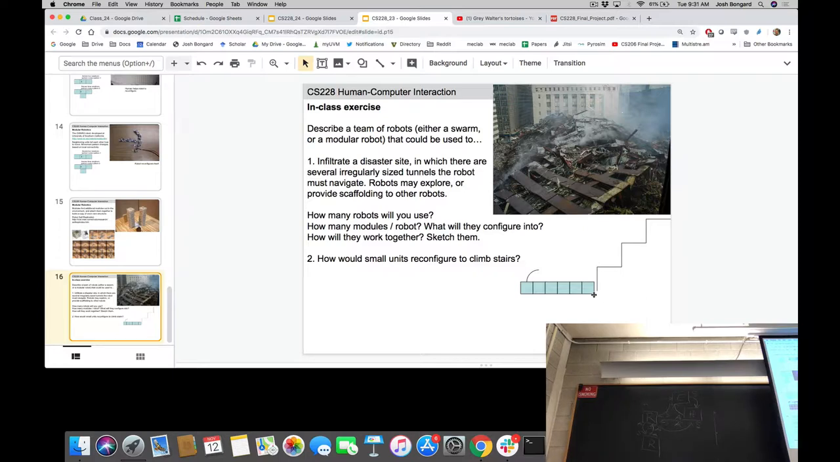One possible solution, not the only one. I think the main problem is you have to get more than half the cubes onto the surface of the stair. Right. So then if you're here, and these two pairs pull up, both of you are just going to fall. I think that's how you would get that.